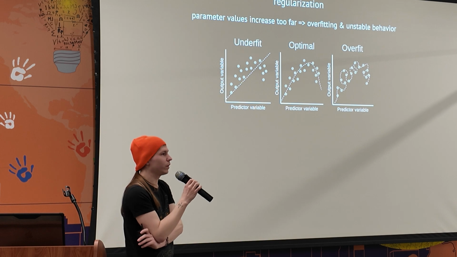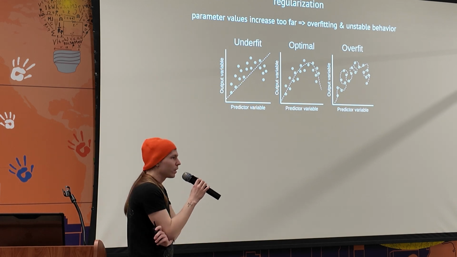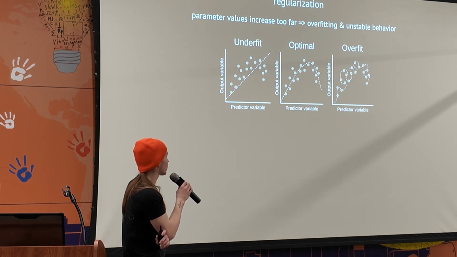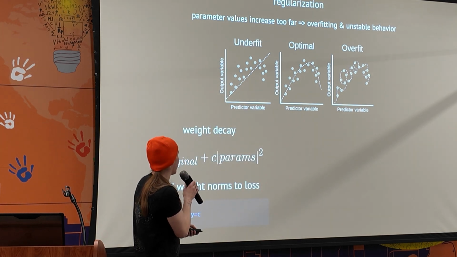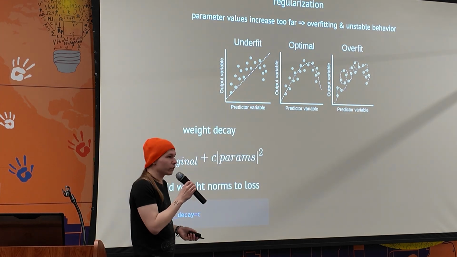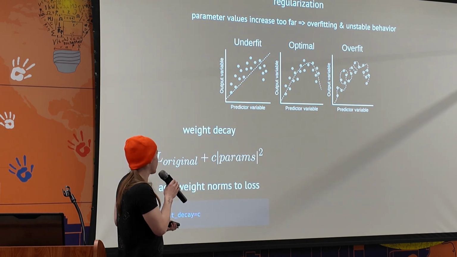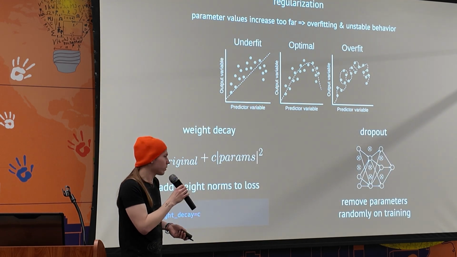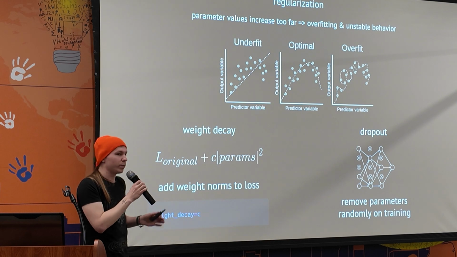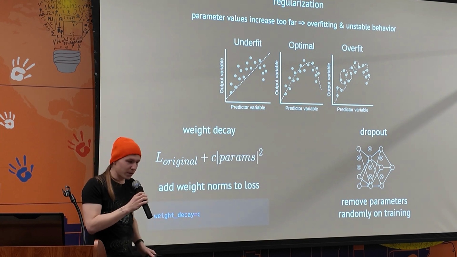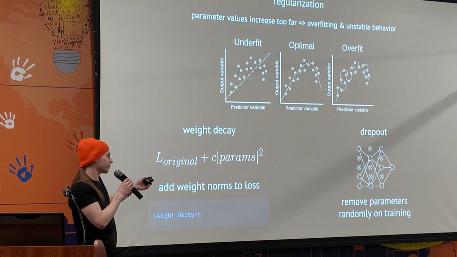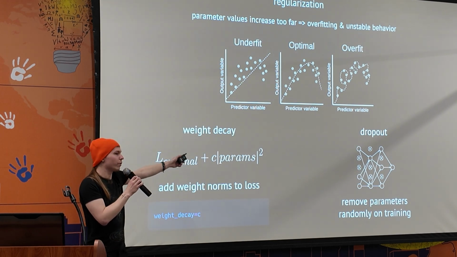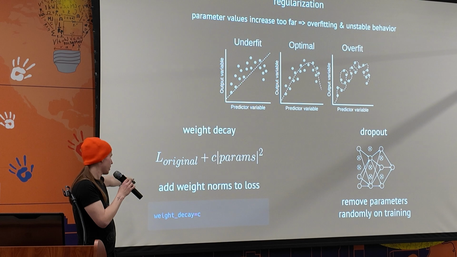So we generally need to prevent overfitting with regularization. And two common ways of regularization for neural networks are weight decay and dropout. So weight decay is maybe what you said. It's just adding the norm of the parameters to our loss.